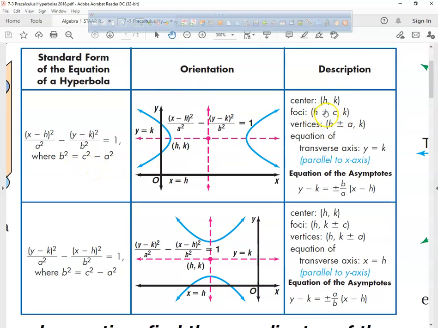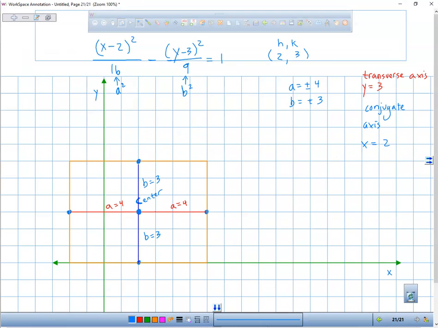All right, so over here, just remember, if we want to find our foci, it's h plus or minus the c value, k. So if we go back to our drawing, just remember, c squared always equals a squared plus b squared in a hyperbola. Okay? So right now, c squared equals 16 plus 9. So what will c end up equaling? Basically the square root of 25, which will be plus or minus 5. So where do we plot our foci? From the center go 1, 2, 3, 4, 5, right there.